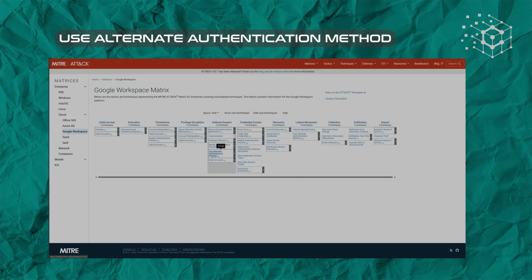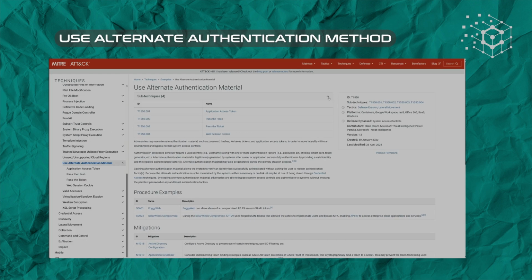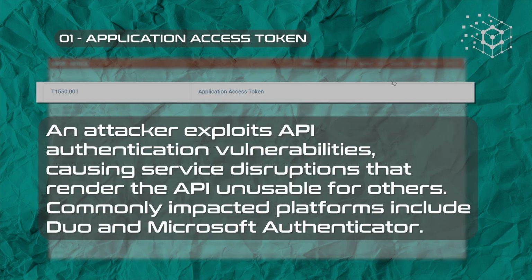This is a larger matrix than both Office 365 and Azure AD because Google Workspaces work like virtual endpoints and carry out more functions than Office 365 and Azure AD. One of the techniques worth digging into is use alternate authentication material in the defense evasion tactic, which has 4 sub-techniques. 1. Application access token. This is a form of multi-factor authentication that makes an API call on behalf of the user to authenticate. Common access tokens are through Duo and Microsoft Authenticator.